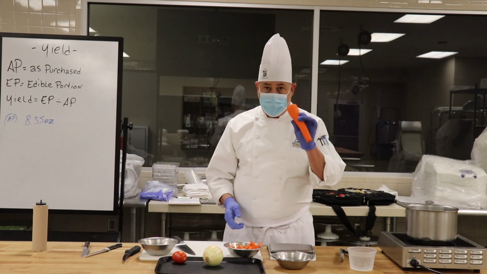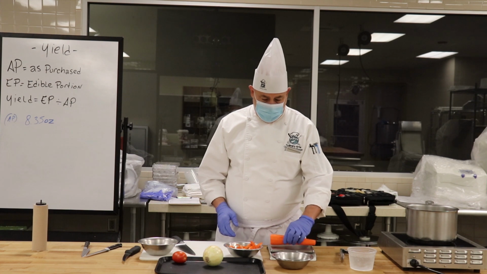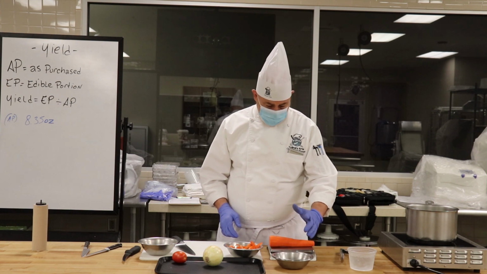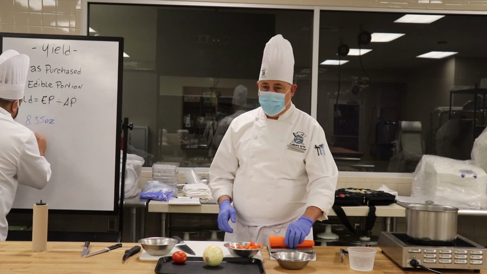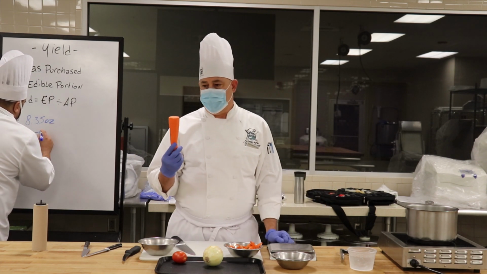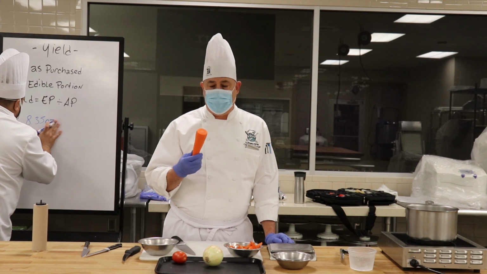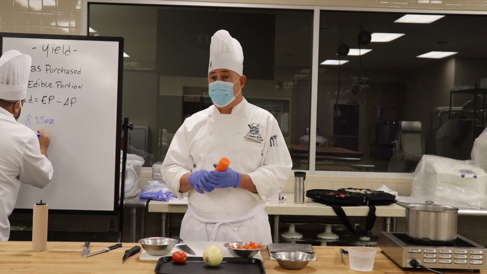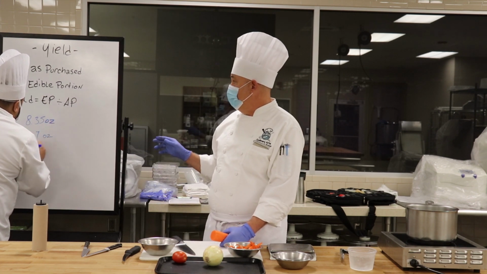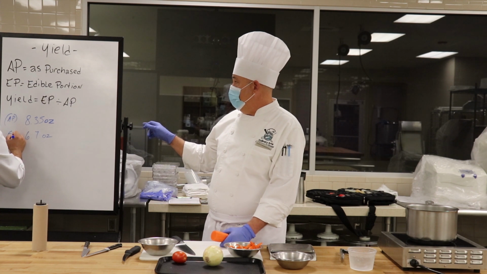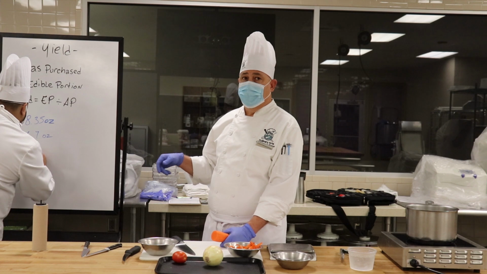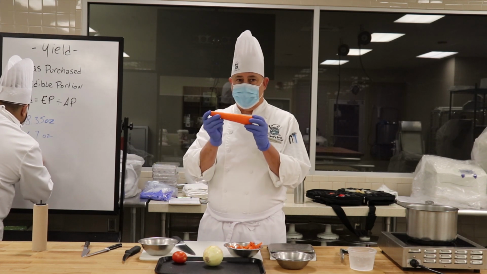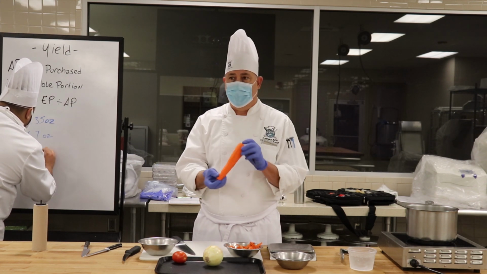So after my carrot is peeled, I'm going to go ahead and weigh it again. 6.7 ounces. Now, if I were using this for mirepoix, I'm just going to cut this without creating any more trim. My yield would be 6.7 divided by 8.35, and that would give me the yield just for peeling and trimming the whole carrot.